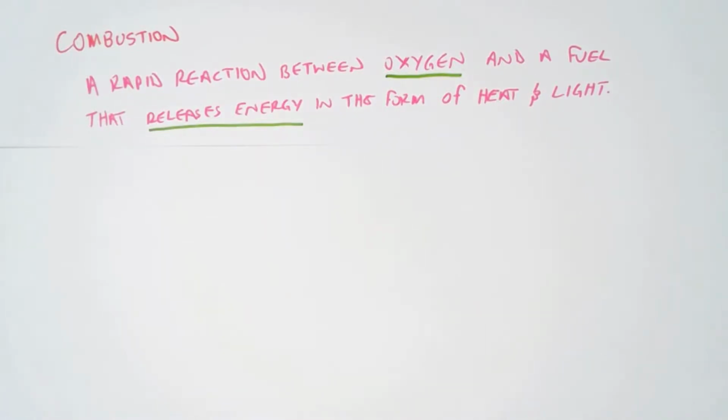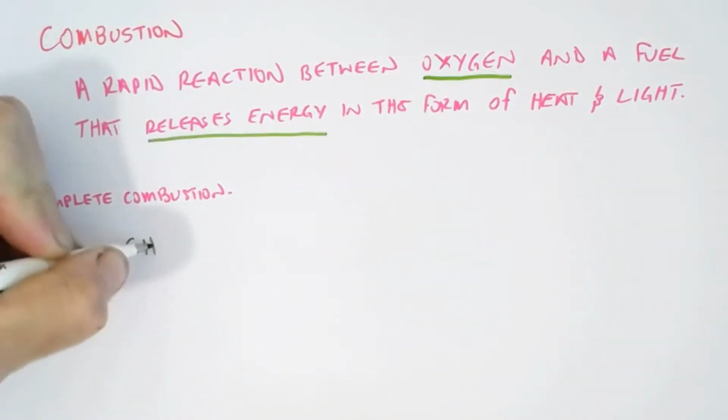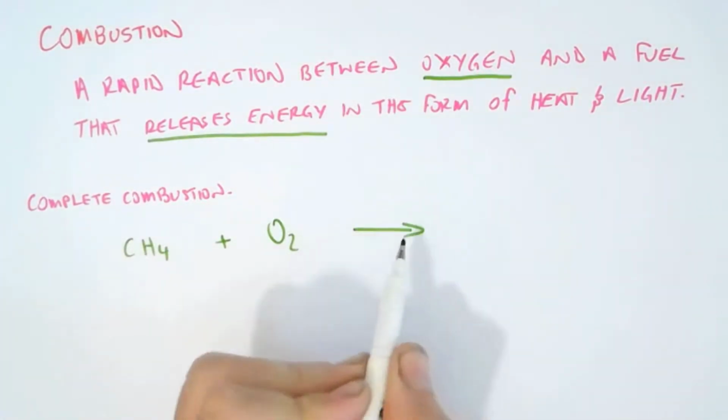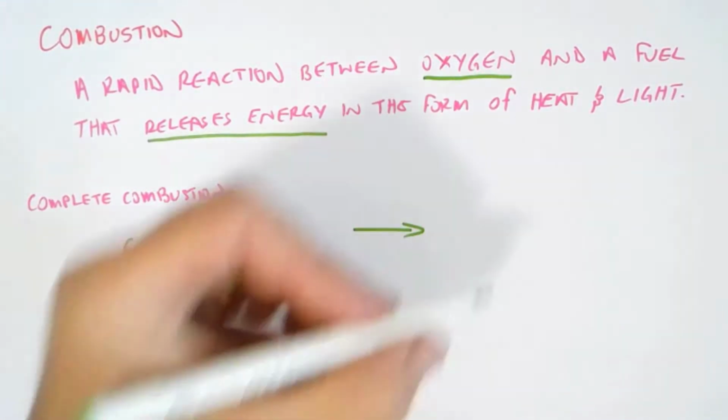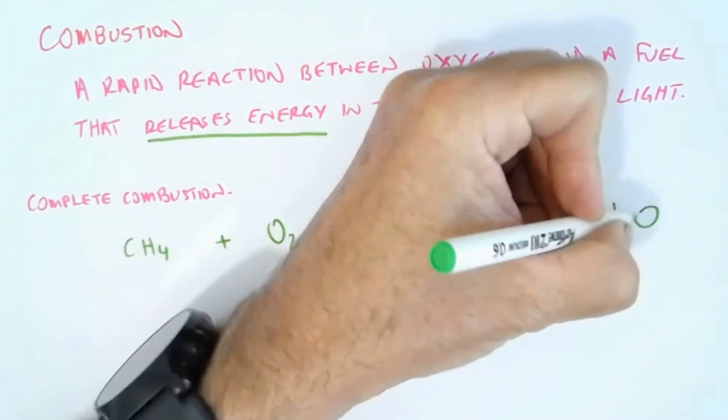So let's go through and look at some specific examples of combustion reactions. The first one is what we call complete combustion. So that's the complete combustion of a fossil fuel. Let's do an example with methane, CH4. That's the gas that comes out of the Bunsen burner. Now it's a reaction with oxygen, so the other reactant is oxygen. Complete combustion has two products, carbon dioxide and water.